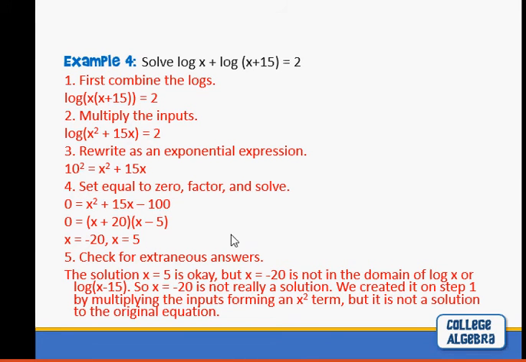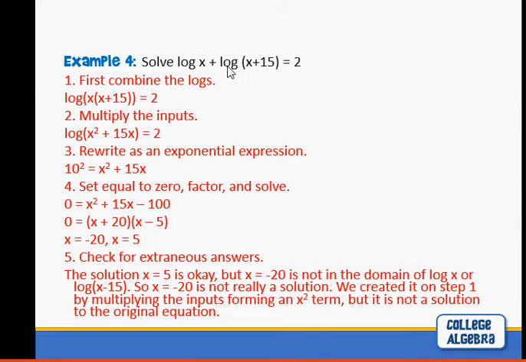5 works just fine when you check it and plug it in, but negative 20 is actually extraneous. When you plug in negative 20, you have log of negative 20 and log of negative 5. You can't do that. Those are imaginary numbers. Negative numbers are not in the input, or in the domain of logarithms, so negative 20 is actually an extraneous answer, and the only answer is x equals 5.